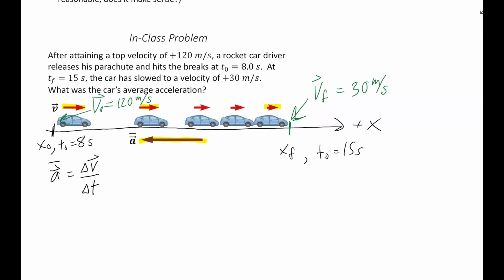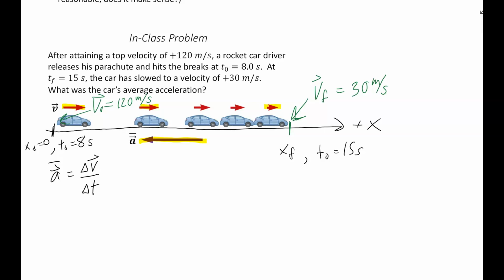You might also be wondering what delta x is. We don't actually need it in this problem. If we want, we could have just called this starting position here 0. We're free to choose what we want here. So we could say x initial equals 0 if we want, but we don't need that information.